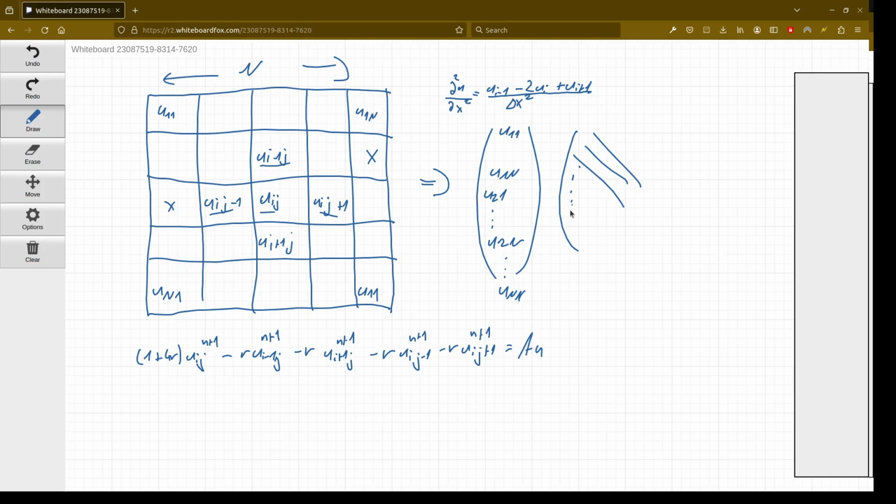And then there are going to be two off diagonals, where the distance from the main diagonal to these two off diagonals is going to be exactly n steps. And now we're going to implement that in Python.